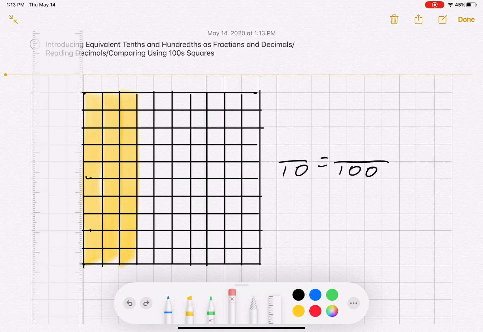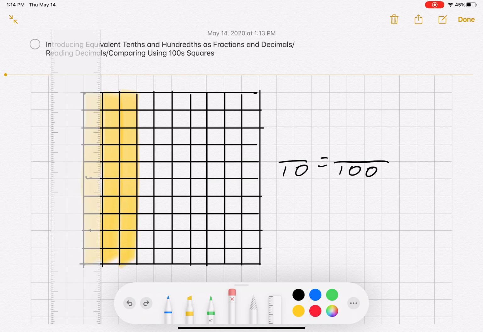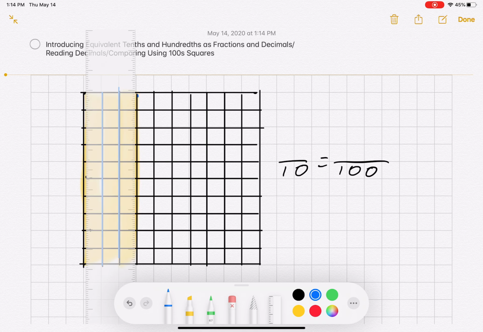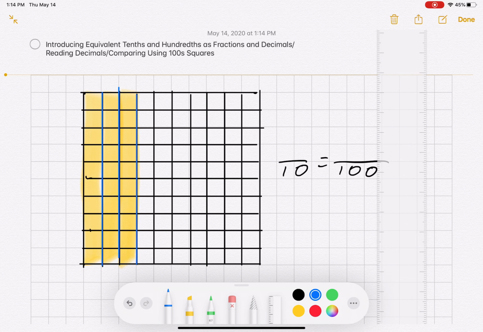All right, hello. We are comparing and ordering decimal tenths and hundredths, and we're doing that by comparing fractions and decimals, how to read decimals, and comparing using this beautiful hundred square. So first thing I'm going to do is look at the hundred square, and I'm thinking to myself, how many tenths are shaded? If I'm thinking tenths, this is obviously divided into hundredths, and if I'm going to look at this in tenths, these blue lines here, the vertical lines, the ones that go up and down that I'm drawing right now, are going to be the ones that I look at.